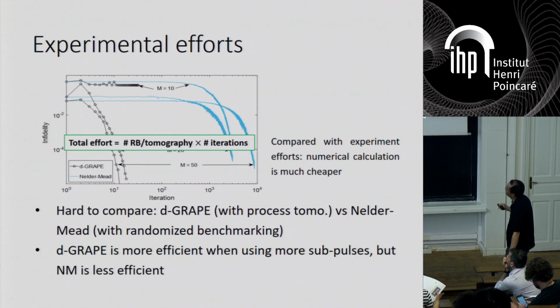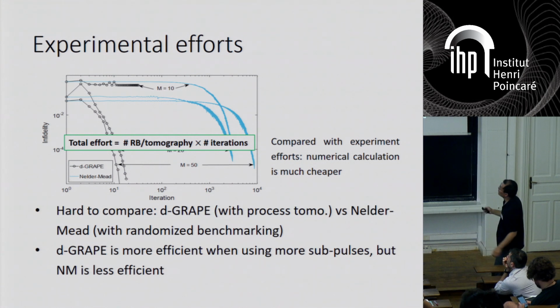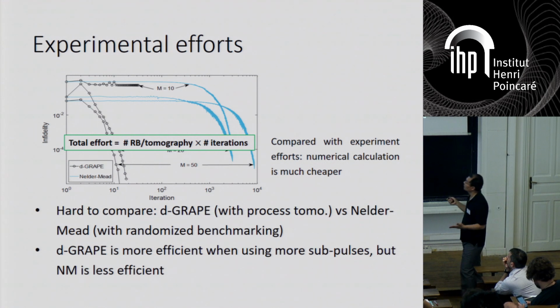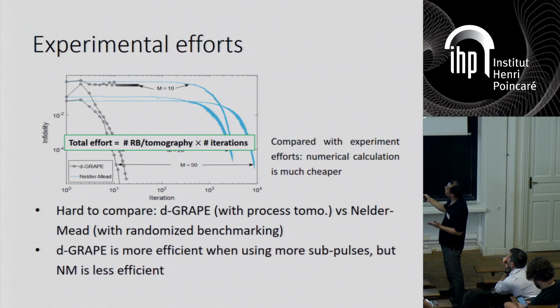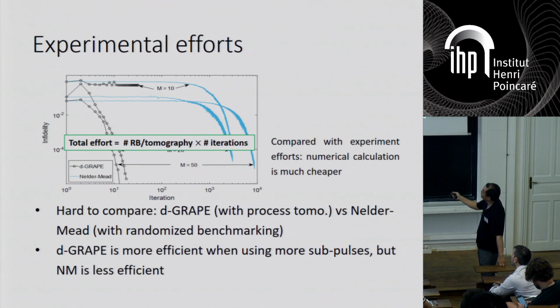But I can show you that when you increase the pulse number, so you discretize the pulse into 10 pieces, into 20 pieces, into 50 pieces, the number of control variables increases. When you change from 20 to 50, the number of iterations using d-GRAPE will be smaller, will be faster. But when you increase the number of pieces, the number of iterations for using randomized benchmarking will be much greater.